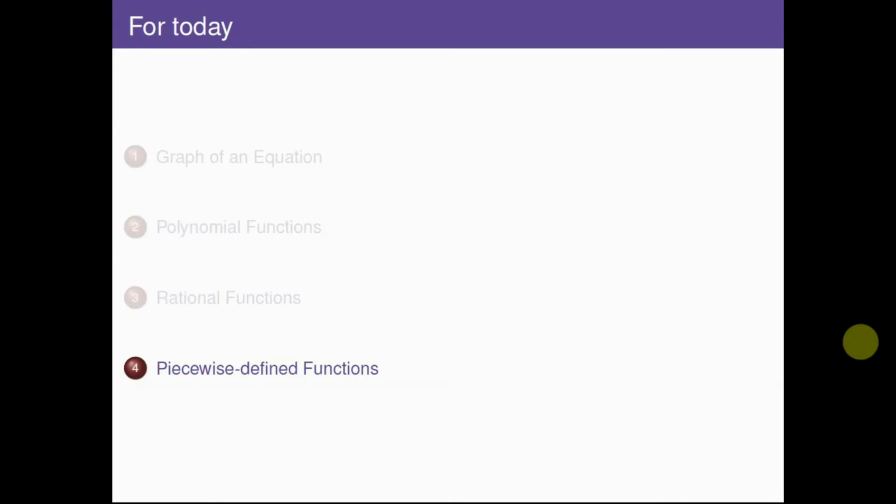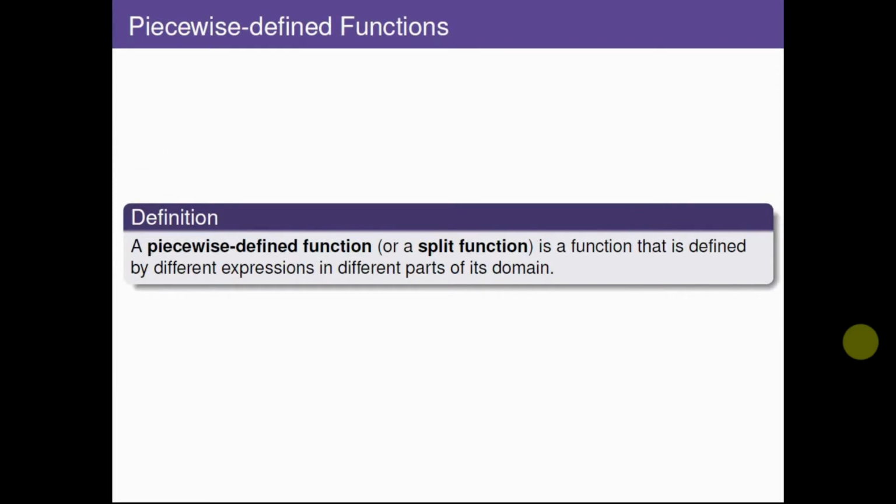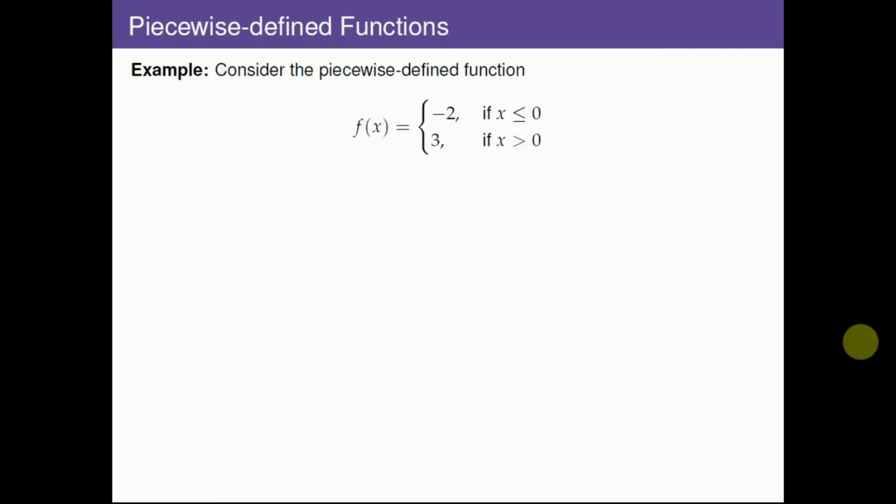Hi, welcome back. Let's now go to piecewise defined functions. Define muna natin ito. A piecewise defined function, also called a split function, is a function that is defined by different expressions in different parts of its domain. For example, is this function f of x, which is defined differently if x is less than or equal to 0 and if x is greater than 0. If x is non-positive, it is negative 2, otherwise it is 3.